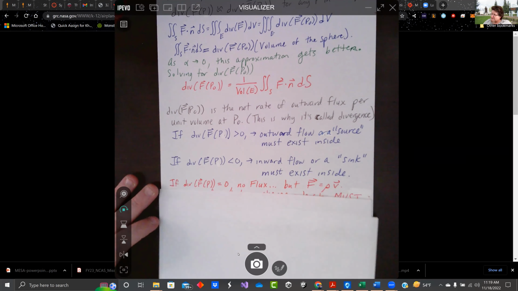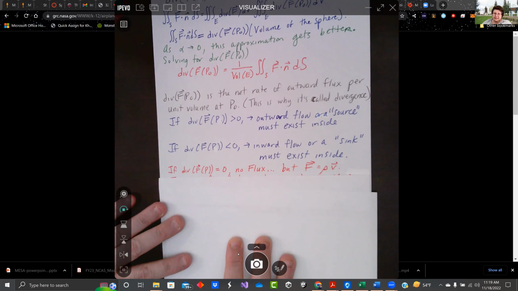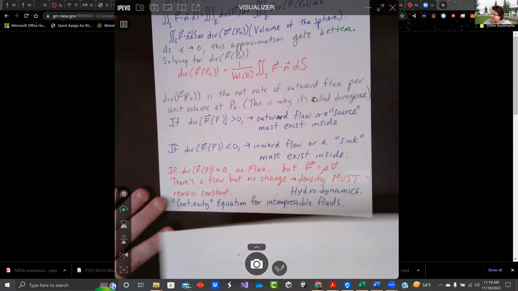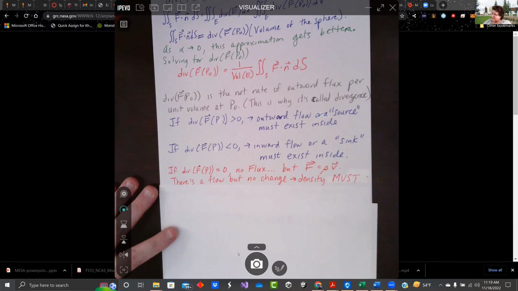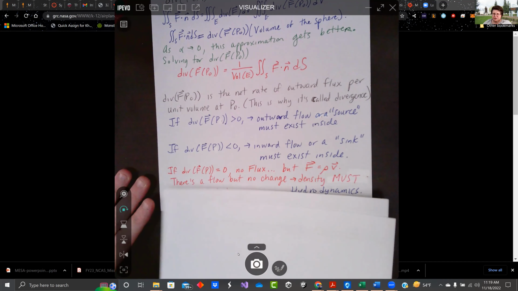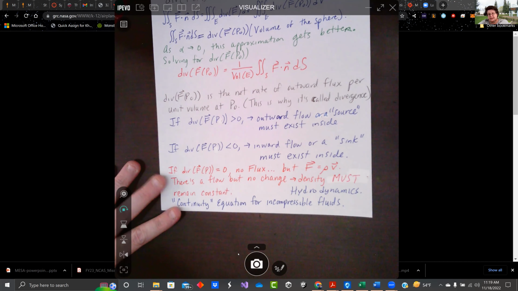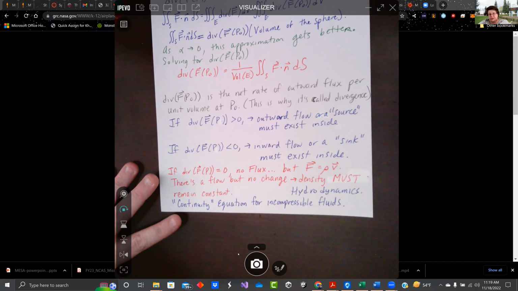And if the divergence is equal to 0, there's no net flux. That doesn't mean there's no stuff going in and no stuff going out. It's just that the amount going in is the same as the amount going out. We had F is rho, the density, times the velocity. There's flow, but the divergence isn't changing. The velocity isn't changing. We said steady state. The flow isn't changing. That means the density must not be changing either. So the density is remaining constant.